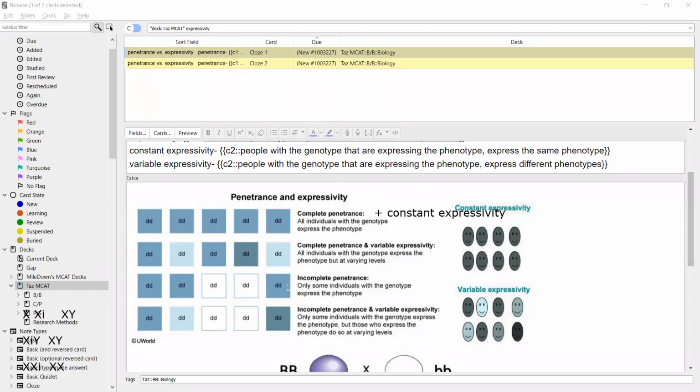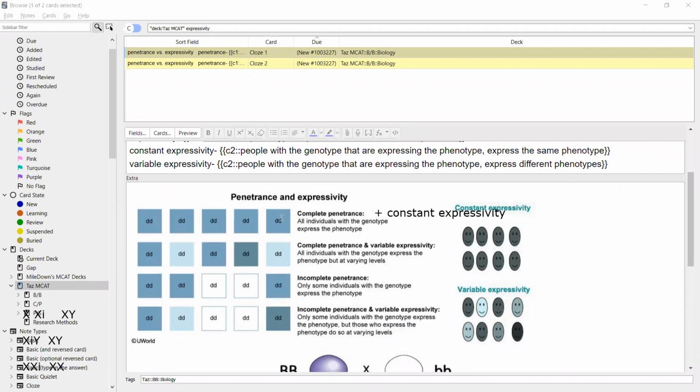Not everybody's showing blue. Some of them are not showing the blue, even though they have the DD. And then lastly, we have incomplete penetrance and variable expressivity, because not only are some people not showing the blue, but the people who are showing blue aren't always showing the same shade of blue. So this is a whole bunch of modifiers and ups and downs, but don't get confused by all the different combinations. Just understand them on their own individually.